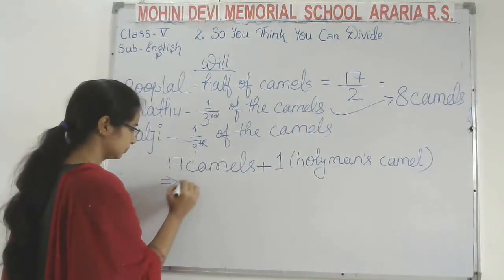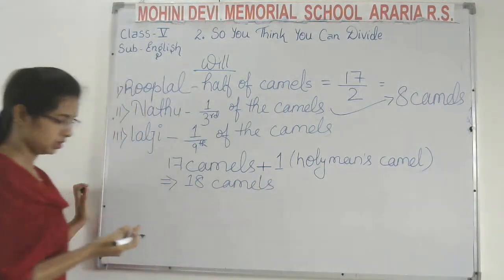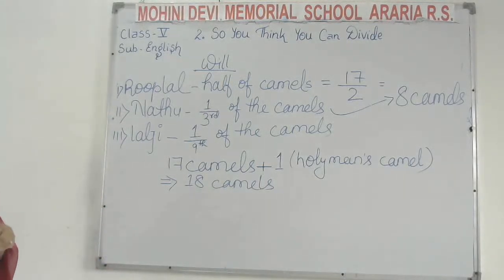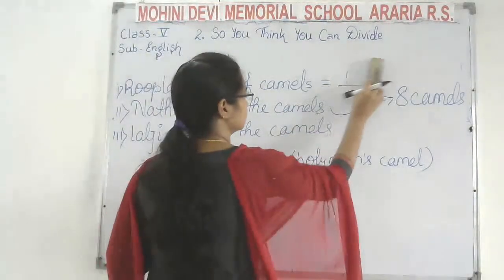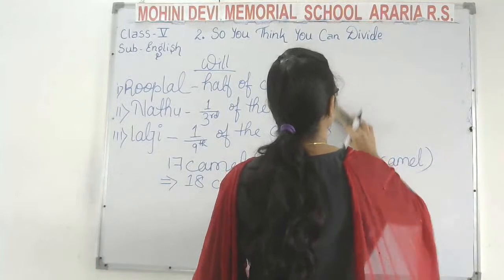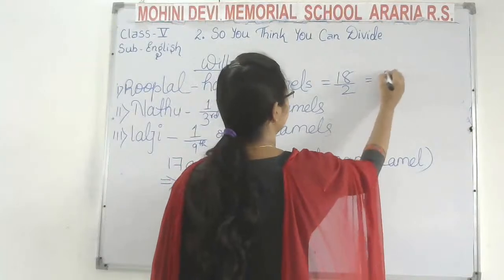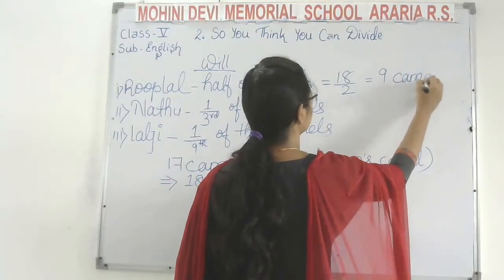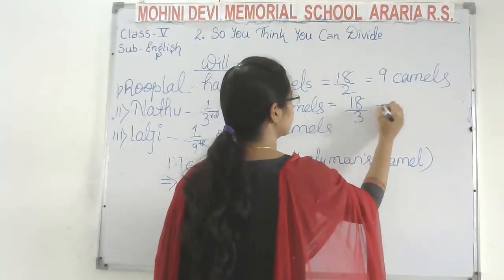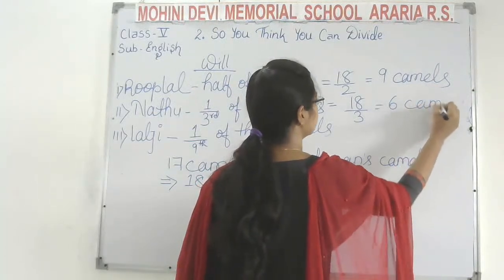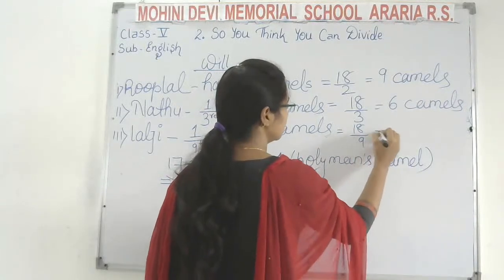So total 18 camels are there. Now, half of the 18 is 9 camels. One third of the 18 is 6 camels. And one ninth of the 18 is 2 camels.